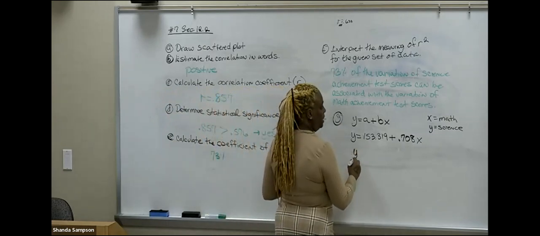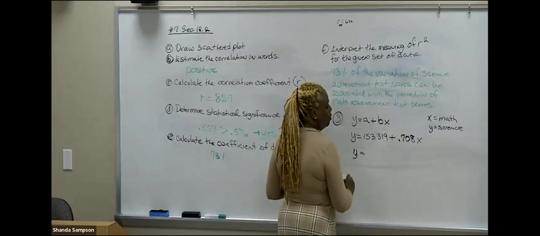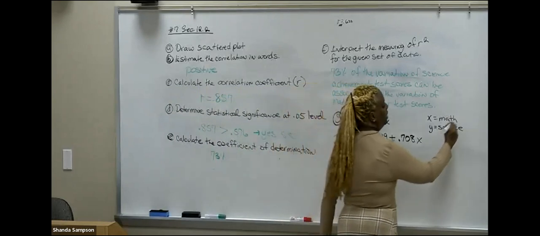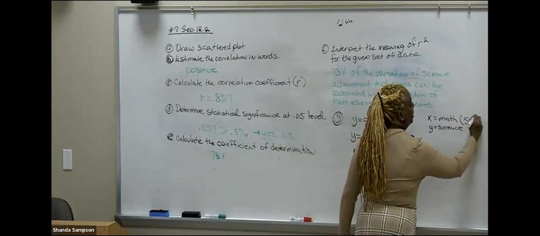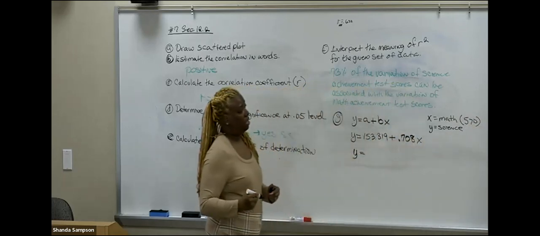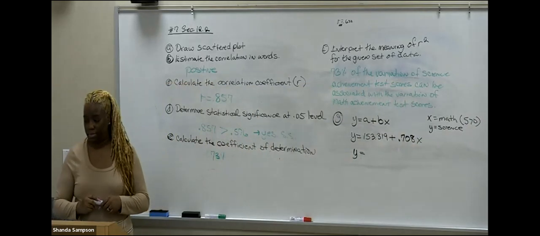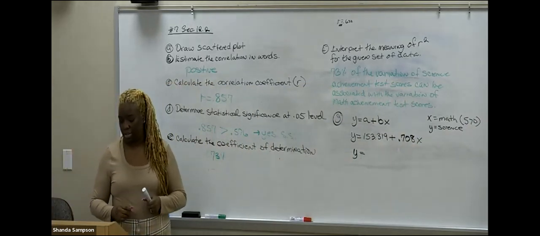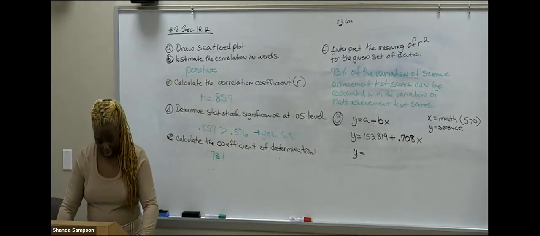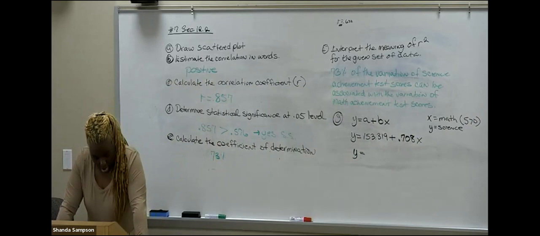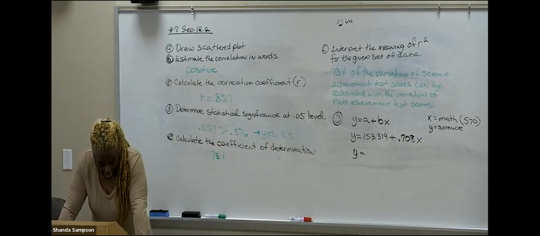Sorry, 570 is the math score. What's going to be the science score for a student who gets 570 on math? What's going to be the science score? There's a couple ways you can do it in a calculator, but I'll let you do it the basic way in a calculator. Now, just pop it in.